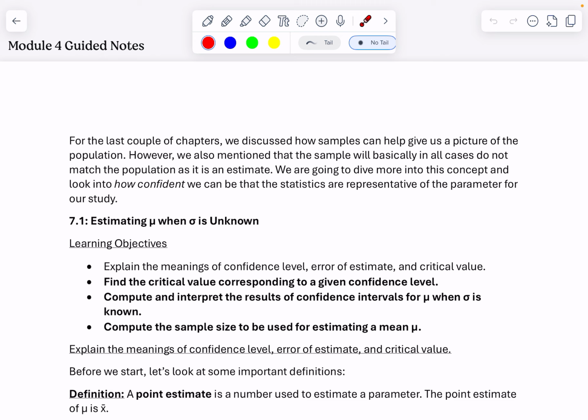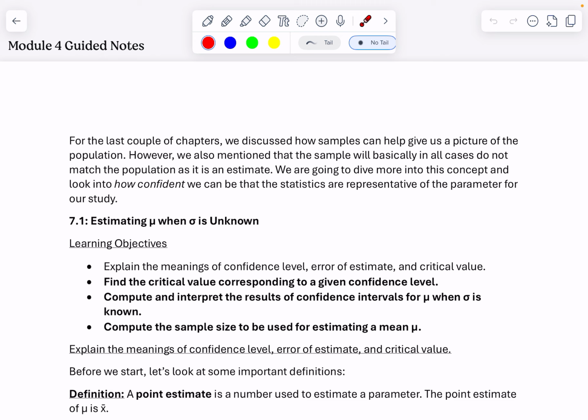So, as mentioned in classes previously, I've been toying with this idea and telling you a little bit about how we can use samples to estimate our populations. And I mentioned this idea of confidence intervals, which is basically looking at a range where we can say how confident we are that our sample represents our population. And today is the day that we're actually going to be exploring that concept.